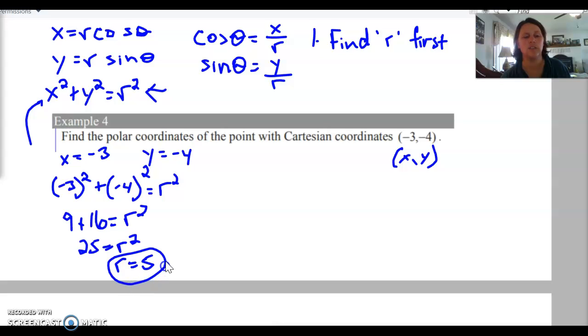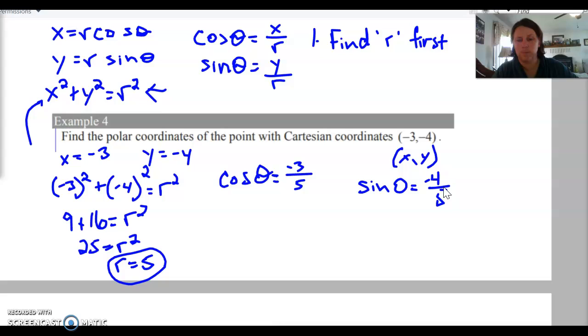So now let's switch over to these other two equations. We know that cosine of theta equals x, which is -3, over r, which we just found to be 5. Then we also know that sine of theta is equal to y, which is -4, over r, which is, again, 5. So remember, when we get to this point, we've done lots of these problems where we solve for cosine theta and sine theta. And we know that there's going to be two values for each one of these.